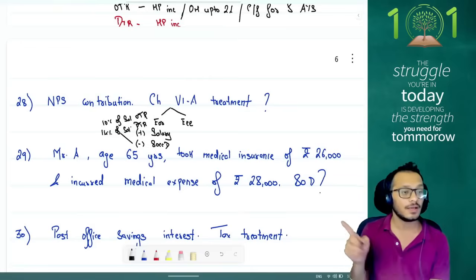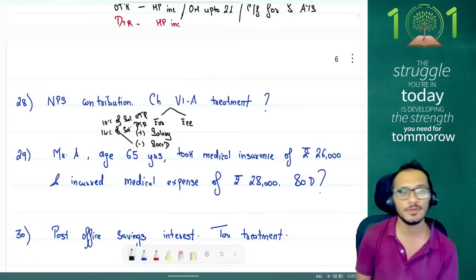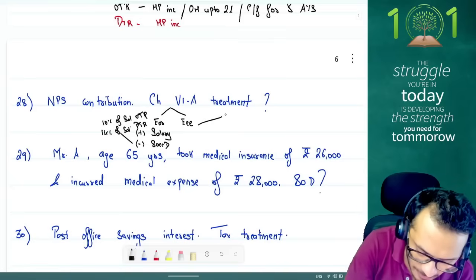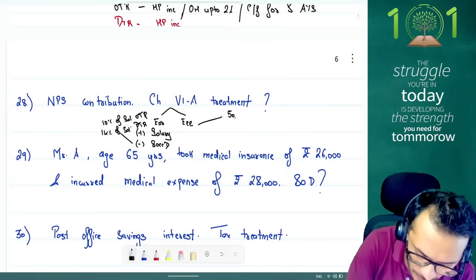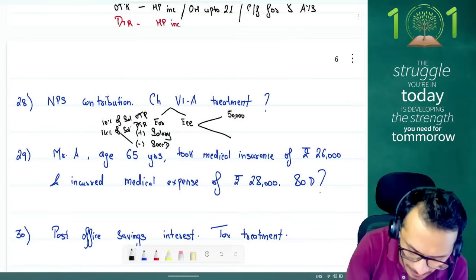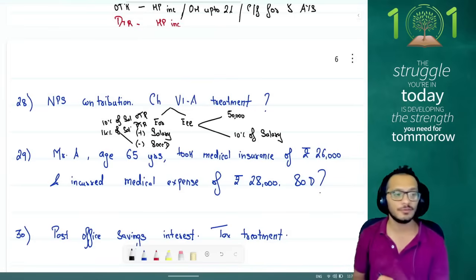What are the rules? If you are under the old tax regime, you can claim up to 12 percent of salary, but if you are under the new tax regime, you can claim up to 14 percent of salary. If it is the employee's contribution, people, what will you do? For the first 50,000, there is no restriction. For the balance, you can claim up to 10 percent of your salary. Yes, that is what we discussed.